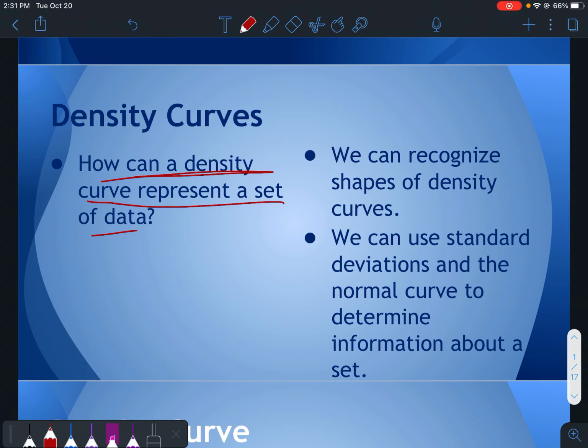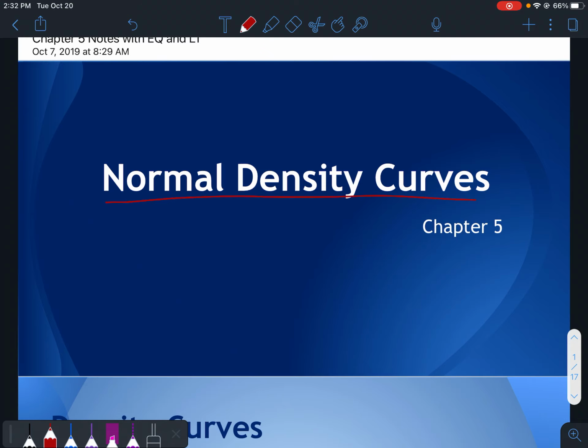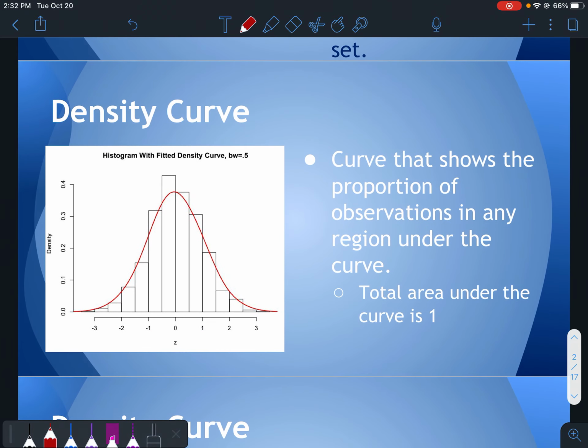Big picture, what we're looking at: how can a density curve represent a set of data? And we can recognize shapes of density curves. We can use standard deviations in the normal curve to determine information about a data set. So this all comes down to our normal density curves.